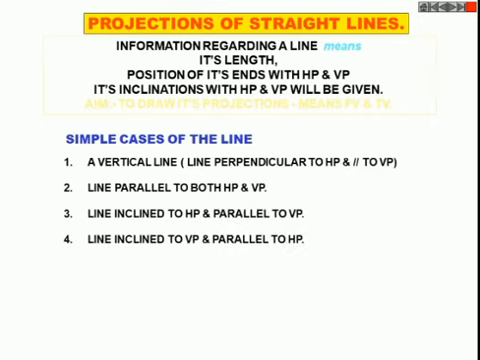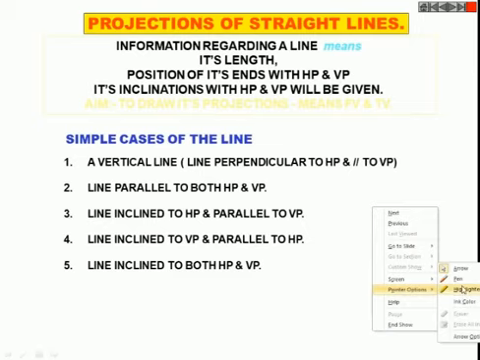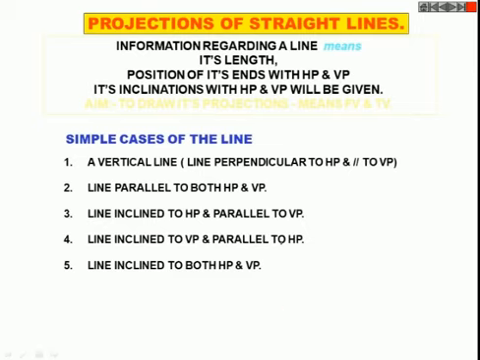That is one objective. Second objective, you need to draw the projection of a line when it is placed parallel to both planes, parallel to the horizontal and vertical planes. And third one, line inclined to HP. The line AB is inclined to the horizontal plane, and next one is parallel to the vertical plane. And fourth one is line inclined to the vertical plane and parallel to HP. So finally, when the line is inclined to both the horizontal plane and vertical plane.